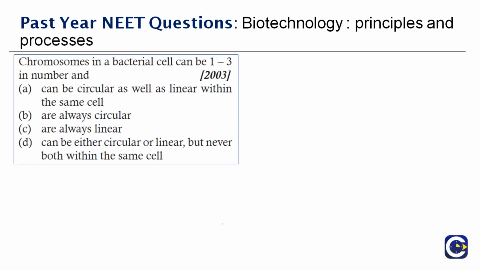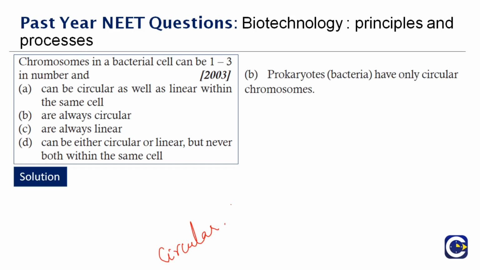Next question here. Chromosomes in a bacterial cell can be 1 to 3 in number and dash. Okay, so when we talk about a bacterial cell chromosome, how is it actually in appearance? It is circular. Prokaryotes, bacteria have only circular chromosomes. That is something that you should know, otherwise you will not be able to answer this. Bacteria belong to prokaryotes and their chromosomes are circular. So they are always circular. The correct answer is option B.